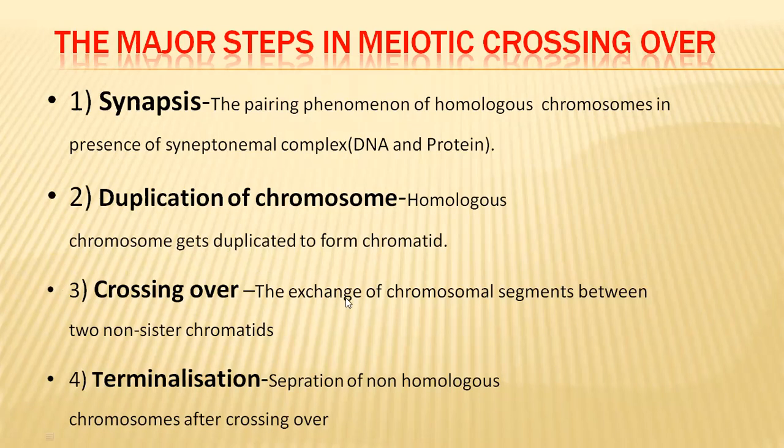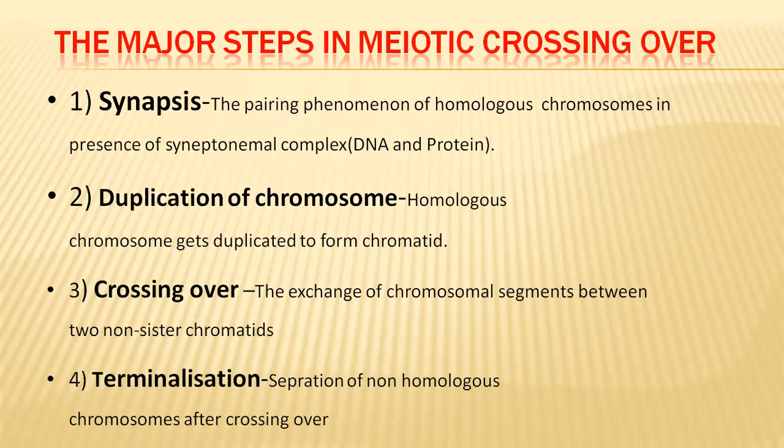And in the third phase, after these chromatids are formed, the exchange of chromosome material or chromatid material will take place among the non-sister chromatids. And after the crossing over is finished, in the last phase, that is terminalization, the homologous chromosomes will separate from each other.